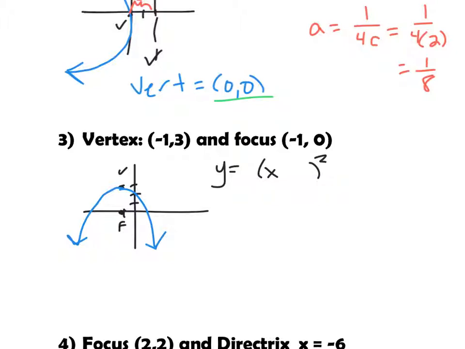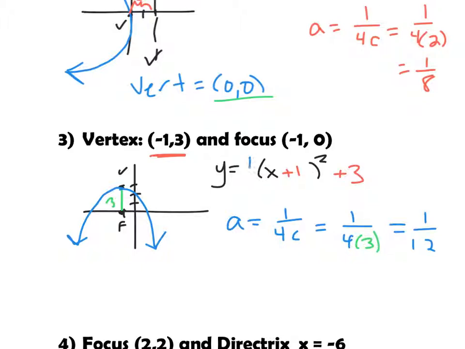My vertex is (-1, 3), so it's going to be (x + 1) squared, plus 3. And I need to find my a value. So a = 1/(4c). c is how far my vertex and my focus are apart, which is going to be 3 units. So that would be 1/12. So I put that in there. And then I use my eyes. It's opening down, which means that the 1/12 needs to be negative.